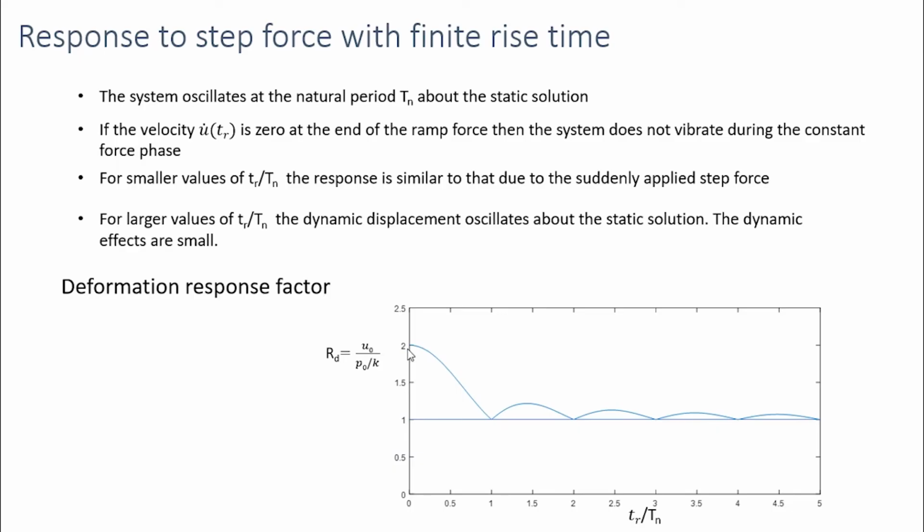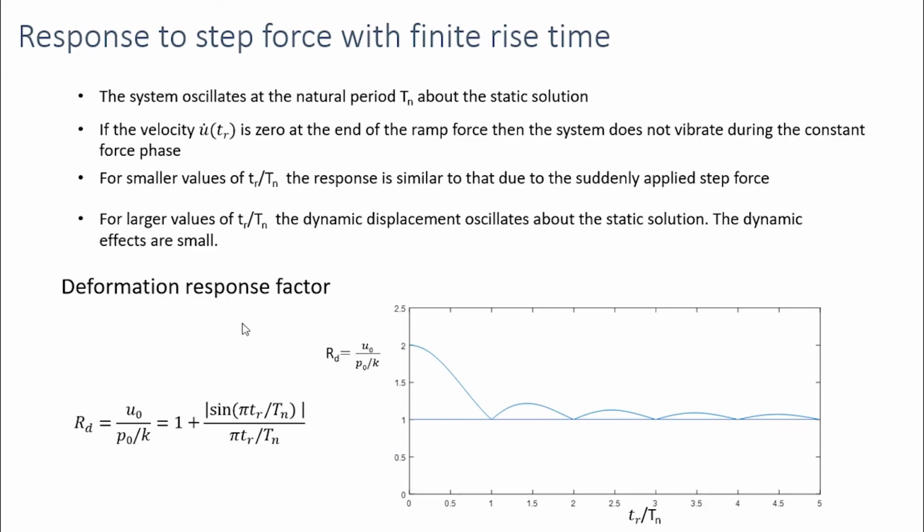That means the response will be twice that of the static response. As this ratio is increasing and as the rise time is increasing, this Rd is reducing, and when the rise time is larger, then the value of Rd is very close to 1. That means the response will be very close to the static response. So depending upon the value of the rise time to the natural period, the amplitude changes.